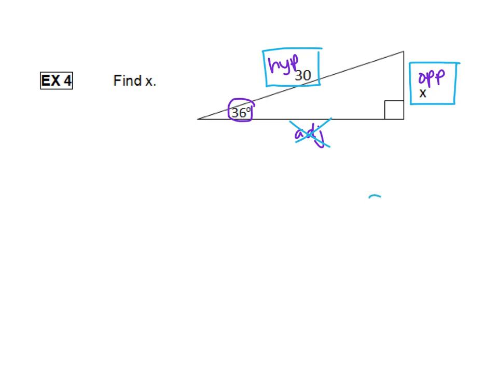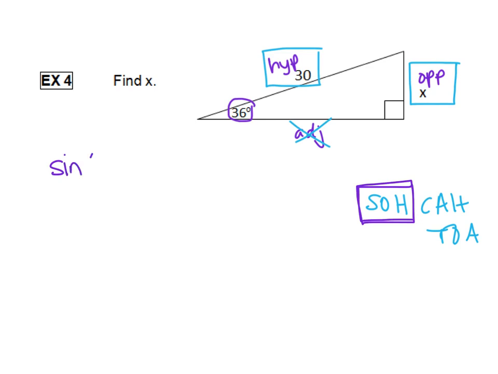So if you think about SOHCAHTOA, which one, sine, cosine, or tangent, uses the opposite and the hypotenuse? And if you look at all those, the opposite and the hypotenuse are used with the sine function. So we are going to set up our trig ratio. We're going to say the sine of our angle 36 is equal to the opposite side, which is x, over the hypotenuse, which is 30.